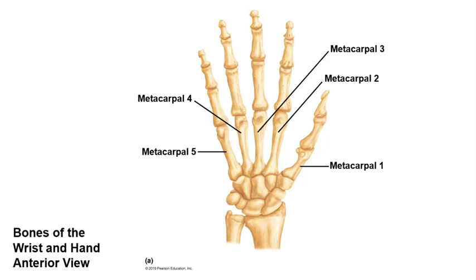Returning to the diagram of the hand, metacarpal 1 articulates with the trapezium and the proximal phalanx of the first digit. The second metacarpal forms a joint with the proximal phalanx of the second digit, or the index finger. The third metacarpal connects to the proximal phalanx of the middle finger. The 4th metacarpal forms a joint with the proximal phalanx of the 4th digit, or the ring finger, while the 5th metacarpal is associated with the proximal phalanx of the 5th digit.